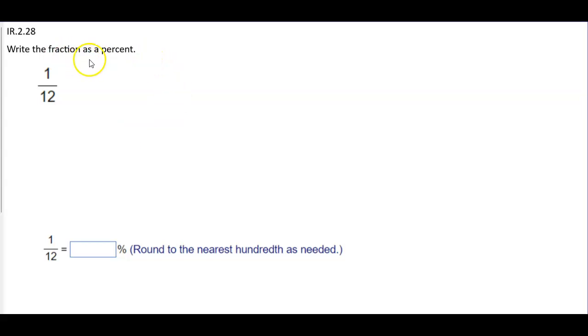Here we want to write the fraction 1/12 as a percent. If you were doing this division, you would take 12 and divide it into the value of 1. Now 12 goes into 1 0 times. Since there's no other number after the 1, we have to add a decimal place and then add another 0 here.